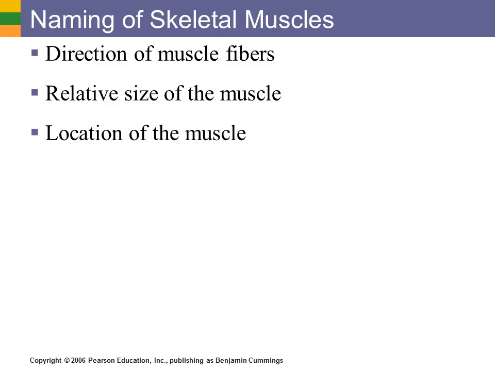Many muscles are named by their location. For example, named by the bones they lie on. For example, the temporalis muscle lies over the temporal bone.